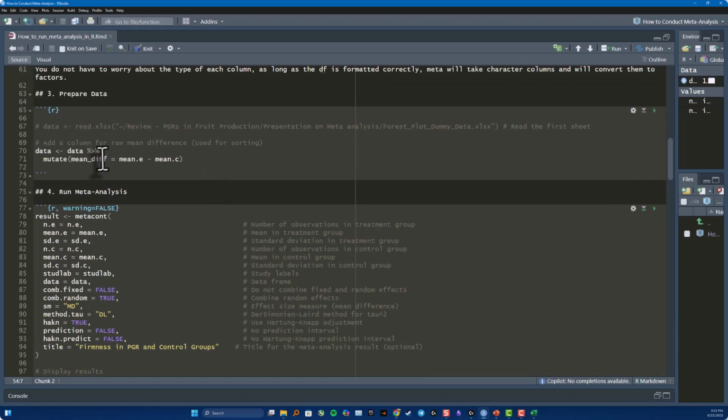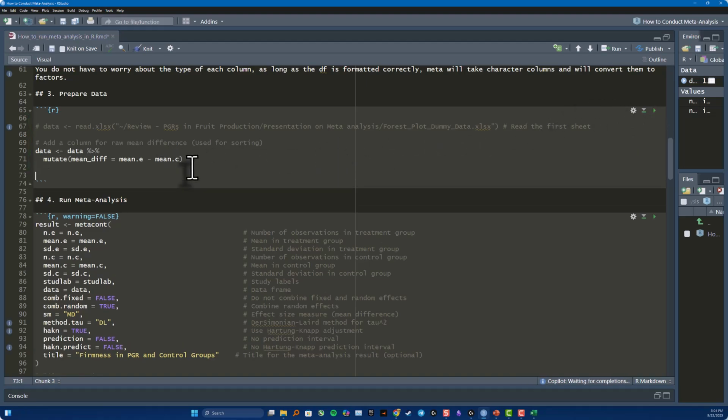To prepare your data, you have to have a new column that's called mean difference. So the mean difference is simply the difference between your treatment group and your control group. In order to do this, you just take your data frame, you pass it through a pipe operator that's supplied with the dplyr package, and using the mutate function, you make a new column called mean diff that is equal to the column mean of experiment minus the column mean of the control.